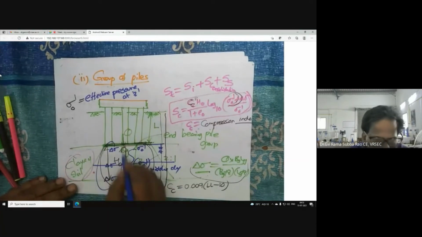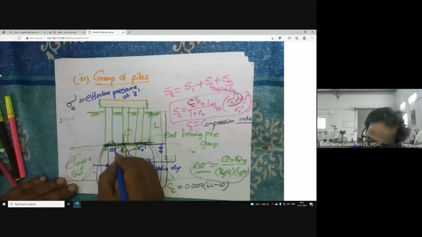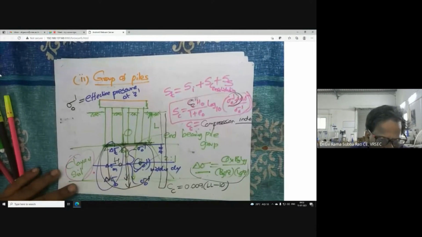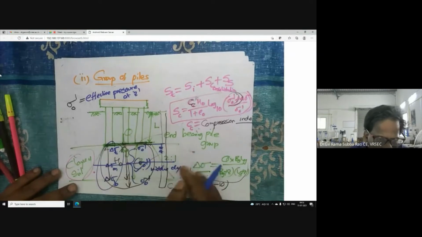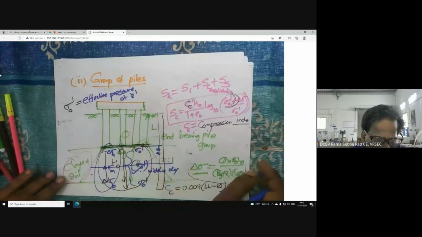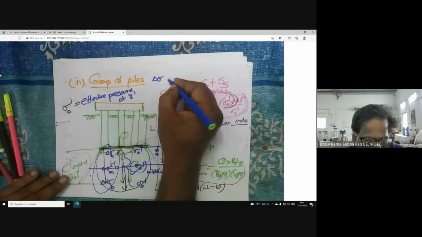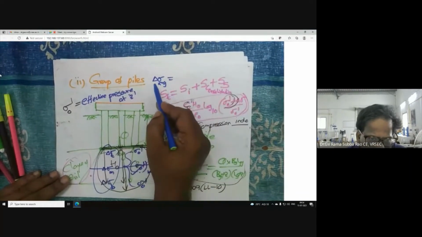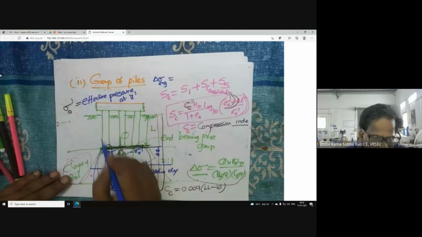Take the average of top, middle, bottom. So how to compute now? How to compute the average? The most interesting method we use for computing the average delta sigma, don't mistake it, is the stress due to applied load, due to foundation load, delta sigma.